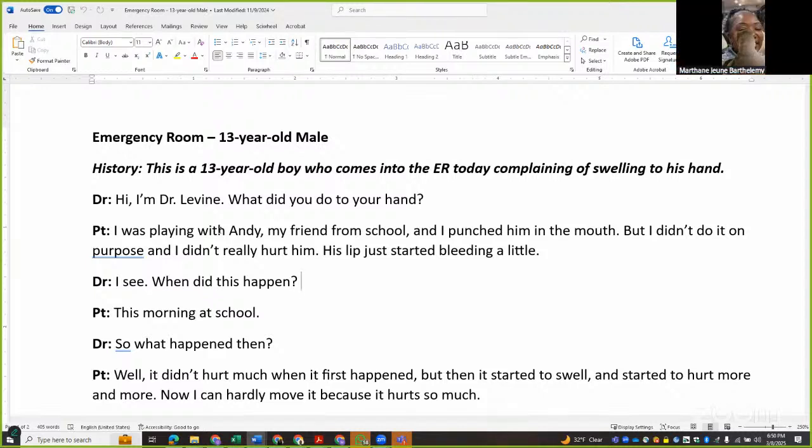All right. Interpreter, patient, go again. Mwen tap jouye avec Andy, ki se zanmi l'école mwen frappe li nan bouche. Mais mwen pat fè sa exprès. Et mpa vraiment blessé. Et lèv li, c'est juste commencé, on ti jan ap saigner.